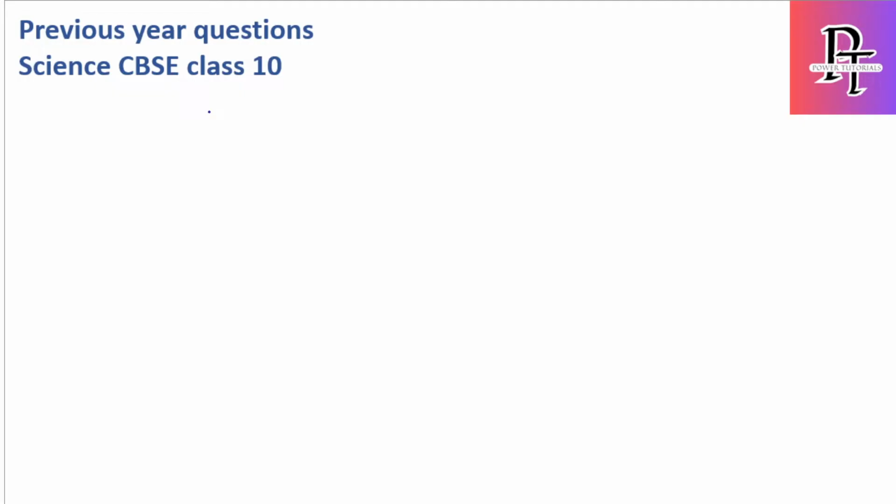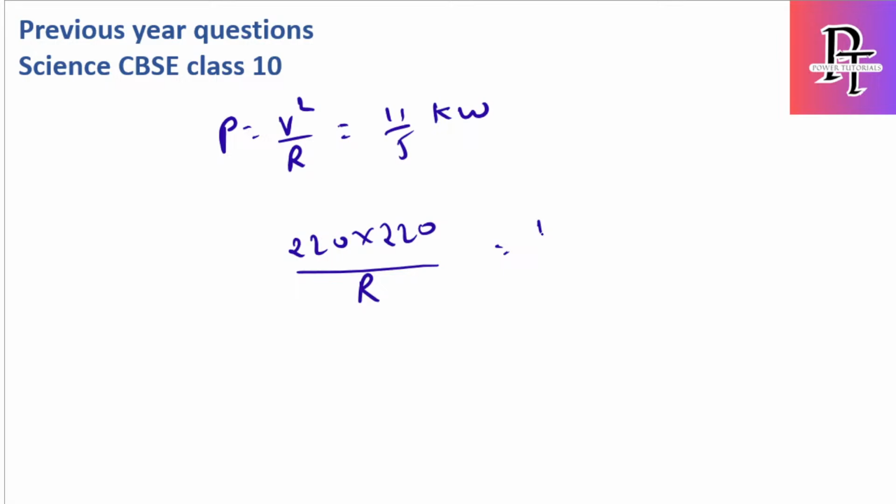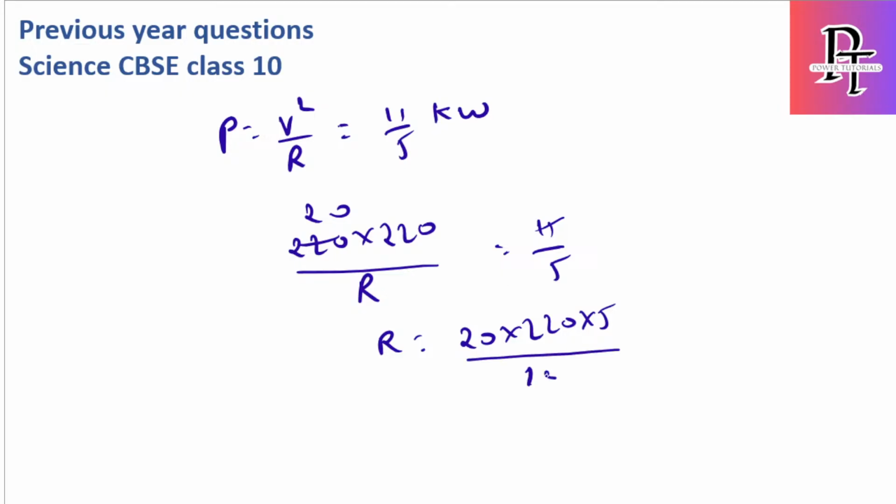So we have the power formula, which is V square by R. We can use this here. Power, we got it as 11 by 5 kilowatt. Voltage square, which is 220 into 220 by R, is equal to 11 by 5, 11 ones, 11 20s. So R is equal to 20 into 220 into 5, and this is in kilowatts, so by 1000 to get in terms of ohms.